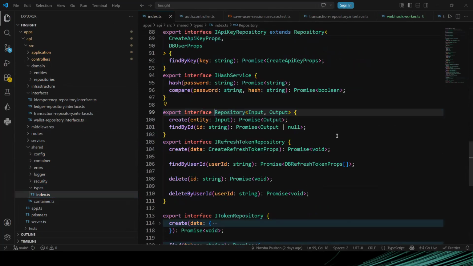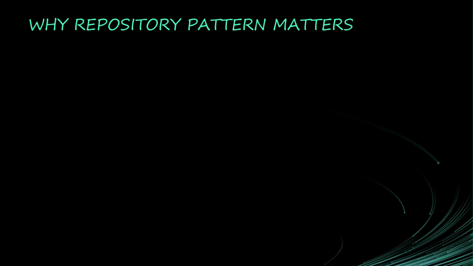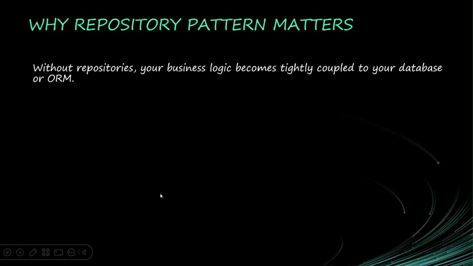Let me go to it. So this is my base repository. It has create and find by ID. I implemented it, and the repository acts as an abstraction between the application and the database. So instead of talking to the database directly, I will use the repository to talk to the database. Anywhere I'm going to update user, find user, create user, it should be done in the repositories. Without repositories, your business logic becomes tightly coupled to your database or ORM.